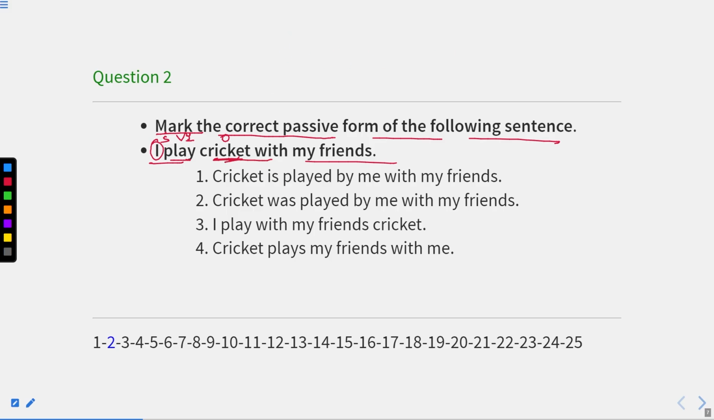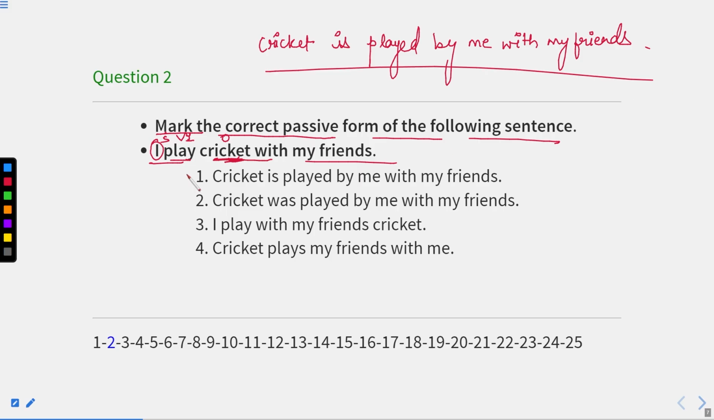So what can happen? First of all, let us see the object cricket. Okay, and the sentence is in present tense. So in present tense we use what type of forms of be? Is, am, are. So here cricket is singular, so we'll write is played by them. Okay, cricket is played by them, or along with my friends. Sorry, not by them, but by me, with my friends. So this will be the correct answer.